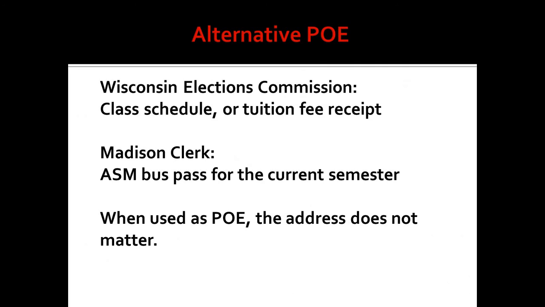There are alternative proofs of enrollment. The Wisconsin Elections Commission has approved a class schedule or a tuition fee receipt. The Madison clerk has approved the bus pass for the current semester that is distributed by the Associated Students of Madison. Again, for proof of enrollment, the address does not matter.